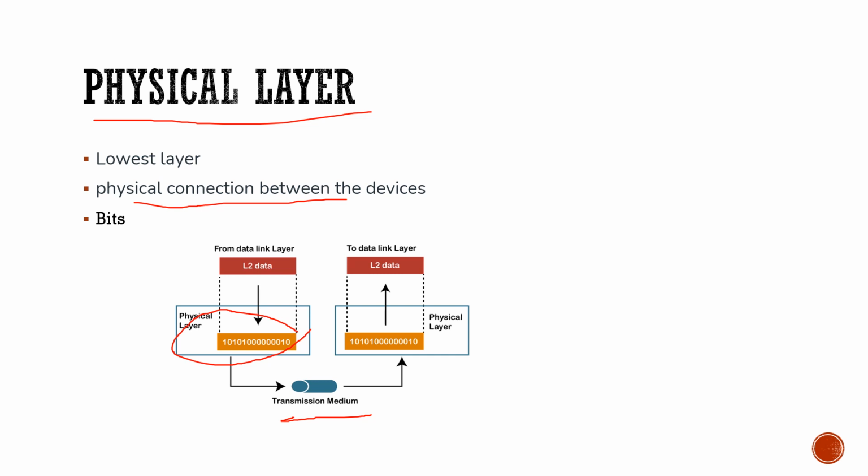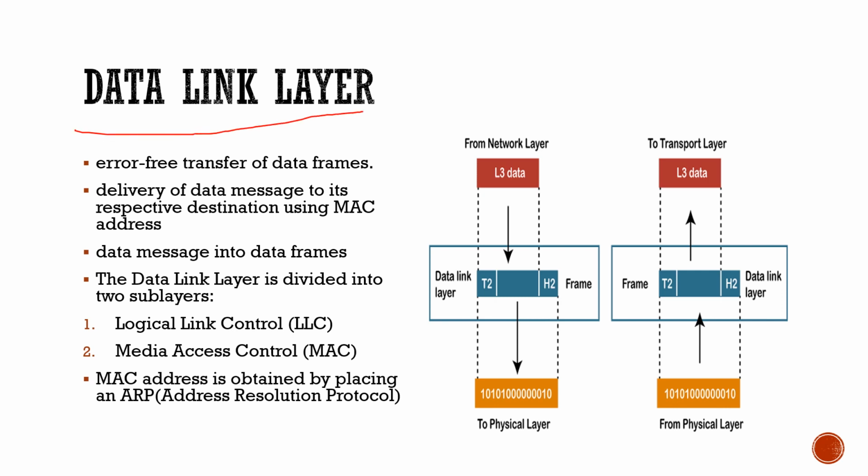Next is going to be our data link layer. The key reason why we use the data link layer is for error-free transfer of data frames. Once the data reaches the data link layer, it will be in the form of frames. So the data message is converted into the form of frames. In the frame we have different fields like source address, destination address, etc. The address will be in the form of a MAC address.